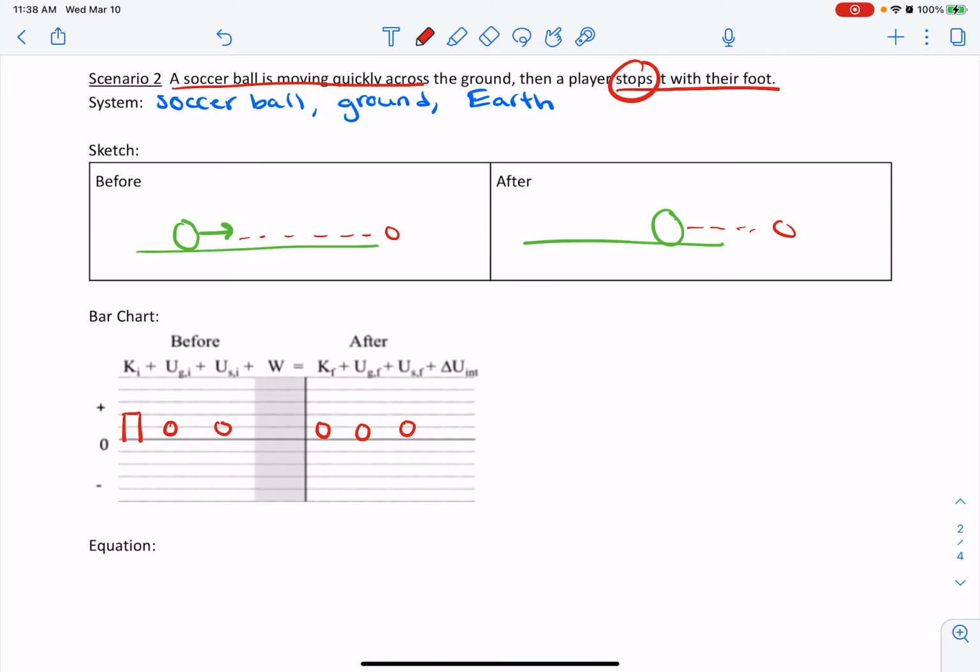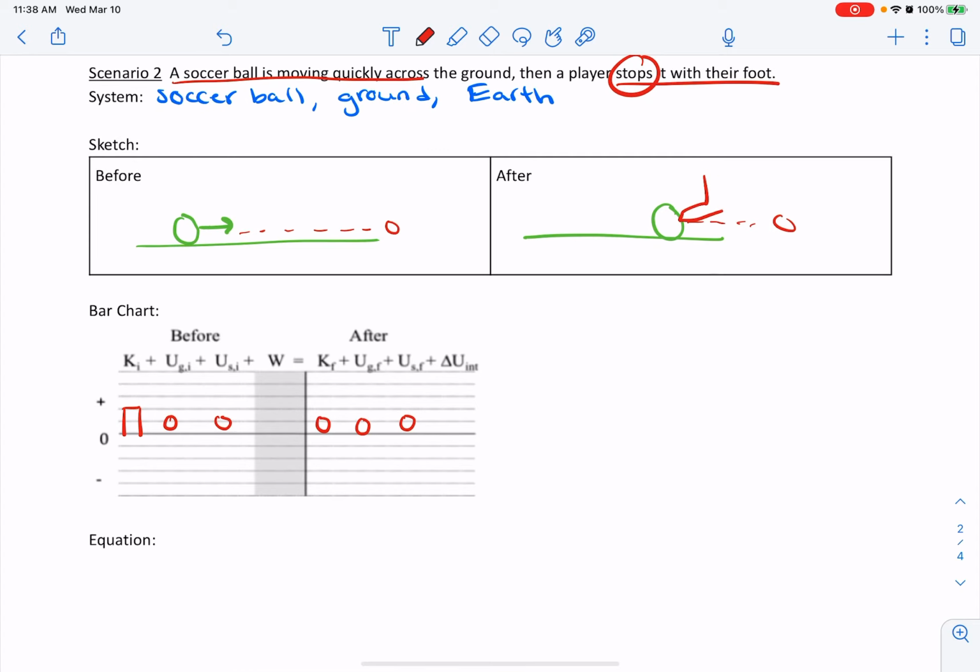We didn't notice that this warms up, right? And also, we did not include the player in our system, but the player exerts a force on that ball, external to our system, that makes it stop moving. So if we have an external force on our system, that means we have work. So there's going to be some work in the system. But we have to figure out, is this going to be positive or negative? Well, it stops it, right? So it's moving and then it's not moving.